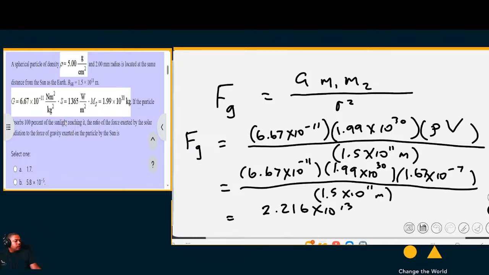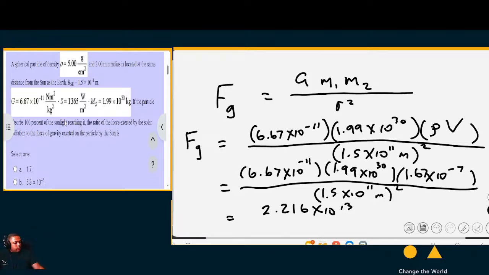Okay, that makes sense. It's negative 11, that's negative 8. 30 minus negative 8 is, and then of course the whole multiplication to the bottom. If I divide that 2.216 times 10 to the 13 divided by, did I forget to square here? Shouldn't there be a square here? Yep, it's distance squared. R squared, divided by 1.5 times 10 to the 11 squared.